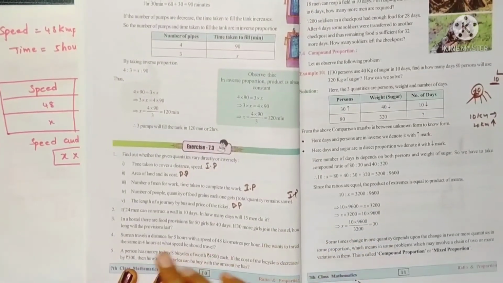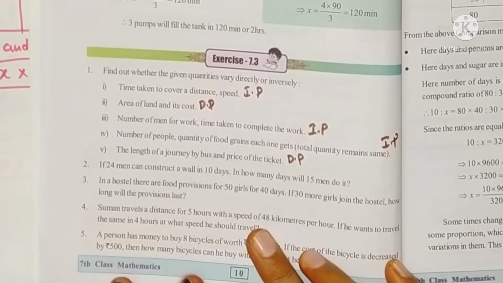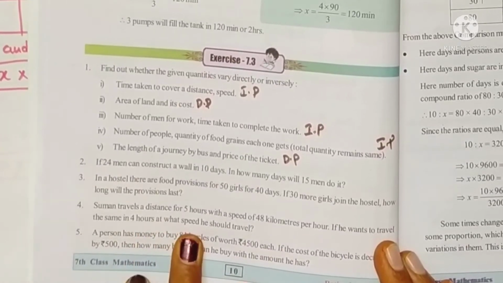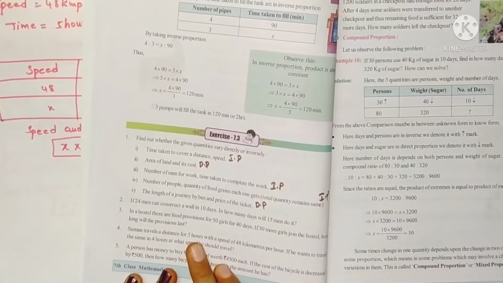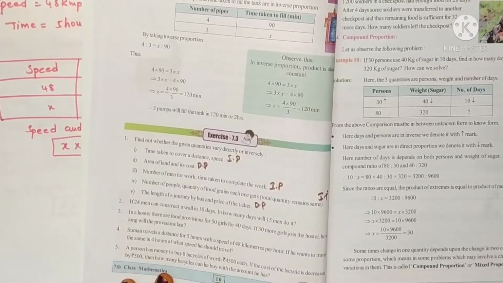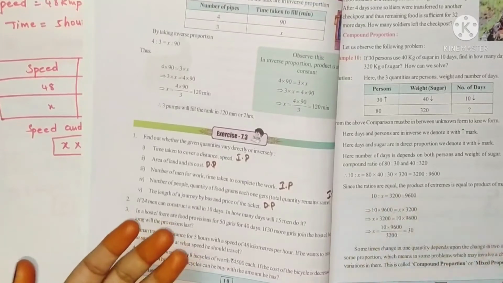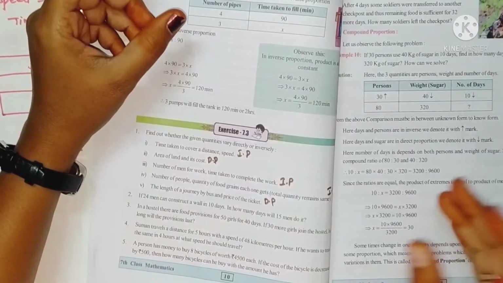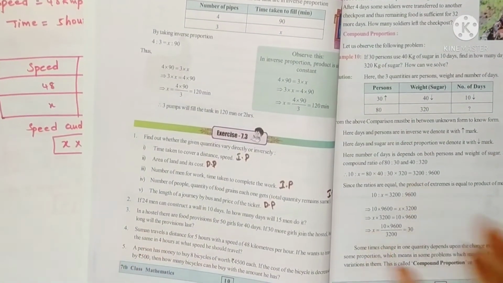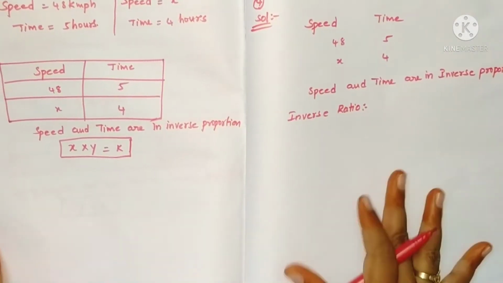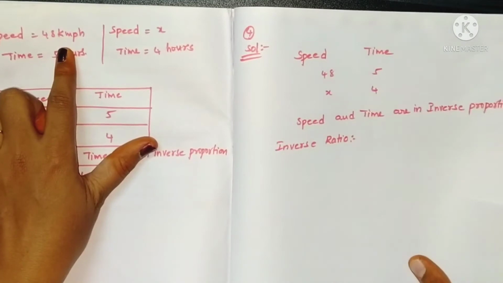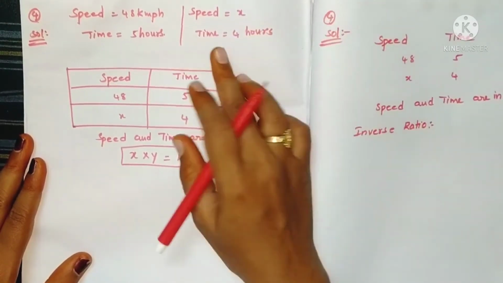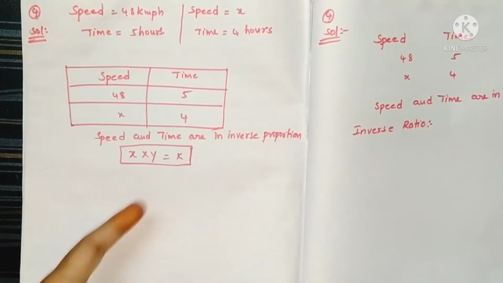Next, fourth problem. Suman travels a distance for 5 hours with a speed of 48 kilometers per hour. If he wants to travel the same distance in 4 hours, at what speed should he travel? So he came at this speed in 5 hours; to come in 4 hours, definitely the speed must increase. Time decreased means speed must be increased. Only with more speed can one travel in less time. So inversely proportional. Just write like this: speed 48 kmph, time 5 hours, and speed x, which we don't know and want to find out, time 4 hours. You can write it like this or make a table.